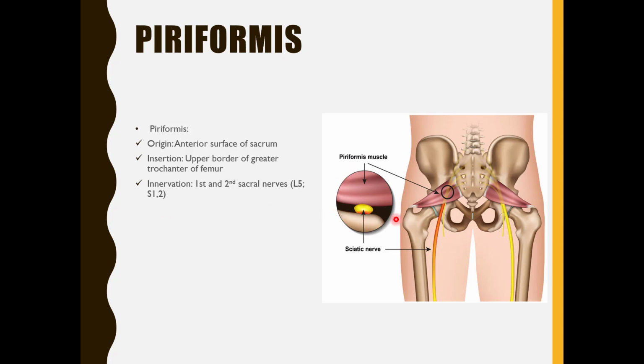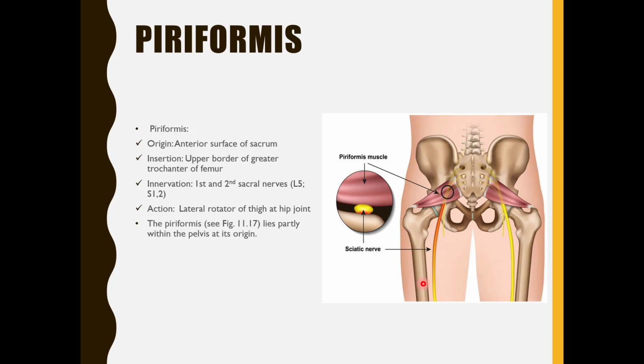See here in this diagram, the sciatic nerve is present just below the piriformis muscle. This is a section taken from this diagram. See here the piriformis muscle and just below it is the sciatic nerve, which is the longest and biggest nerve of our body. The piriformis muscle is the lateral rotator of the thigh at the hip joint because it only crosses the hip joint, so it acts on the hip joint only.